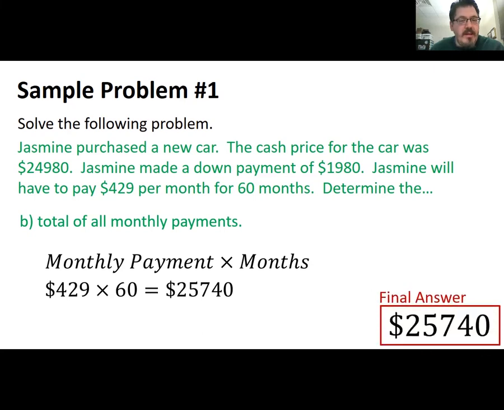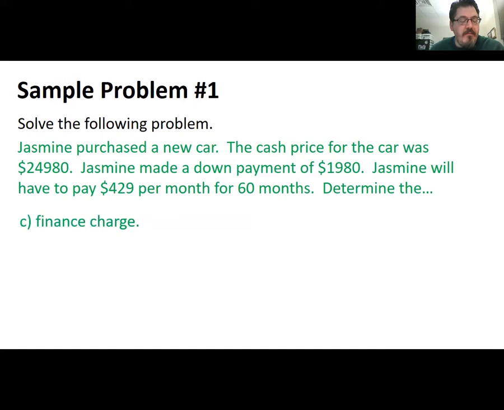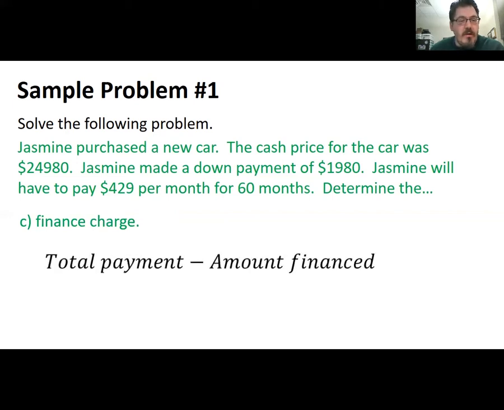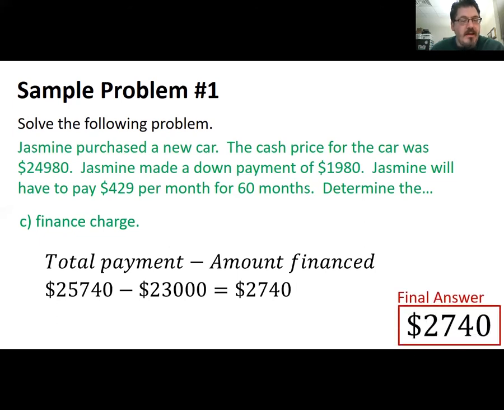Once we know that, we can move on to the next piece, which is the finance charge. So how much are they actually charging her in terms of interest is essentially what we're trying to find. We take the total payment that she makes minus the amount that she financed, which we just figured out in the last couple of steps. The total payment is the $25,740 minus the $23,000. And that results in the $2,740. So that's how much she's paying in interest on this particular loan. In an installment situation like this, we call that the finance charge.